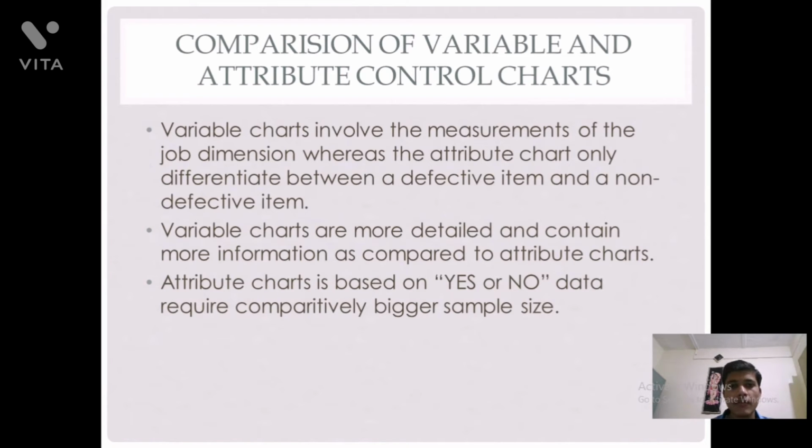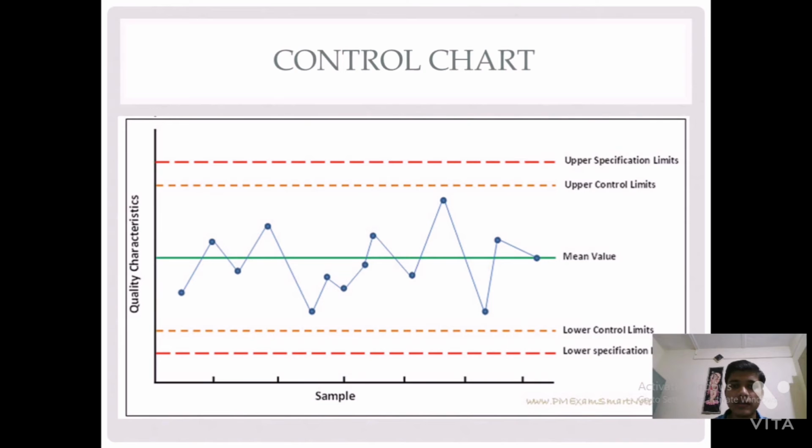Here we will first compare the variable and attribute charts. Variable charts involve the measurement of the job dimension, whereas attribute charts only differentiate between a defective item and a non-defective item. Variable charts are more detailed and contain more information as compared to attribute charts. An attribute chart is based on just a yes or no data requirement.